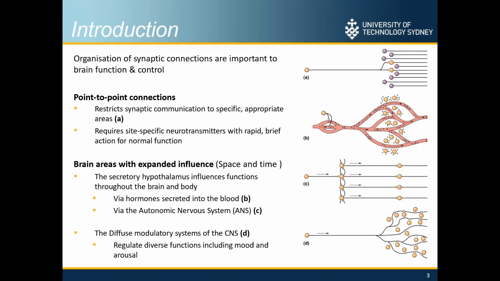There's also the neuronal transmission and the release of hormone, by the release of chemical messengers into the bloodstream. And lastly, you have the system called the diffuse modulatory system, which has a specific source in the brain with expanded influence in other areas of the brain. This is something that we will discuss later on in this lecture.